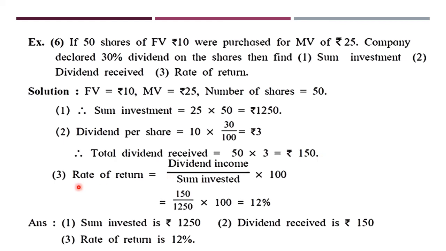Next, third point is rate of return. The formula is the dividend income divided by sum invested, multiplied by 100. Now dividend received is 150 when 1,250 was invested. So 150 upon 1,250 times 100, which is 12%. So rate of return is 12%. So 12% of the amount invested you are getting back as dividend. That is the rate of return. So the three things we found.